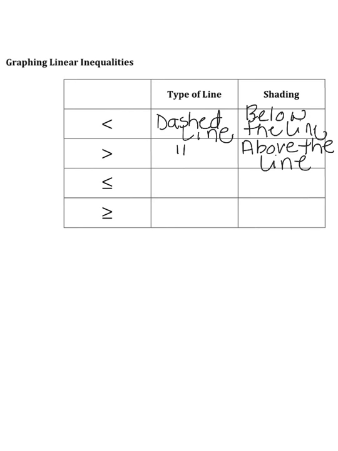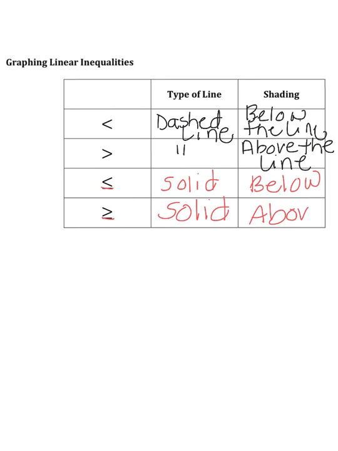Okay, so now we have the equal sign here. That means we have solid lines. For less than or equal to, shading is below the line, and for greater than or equal to, shading is above the line.